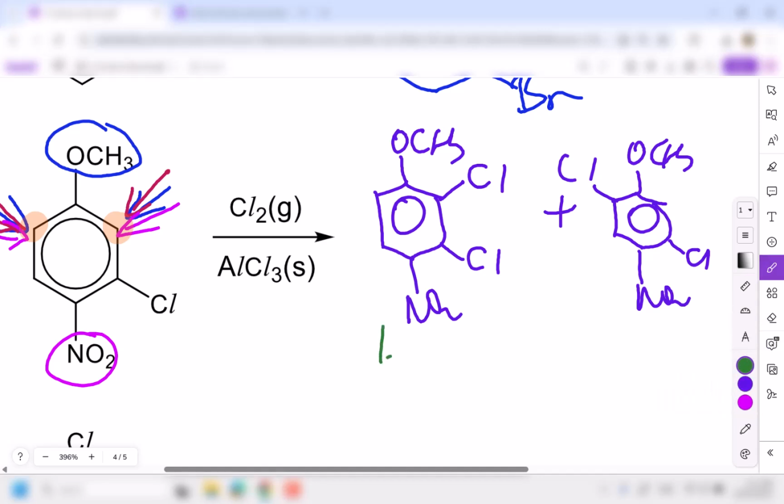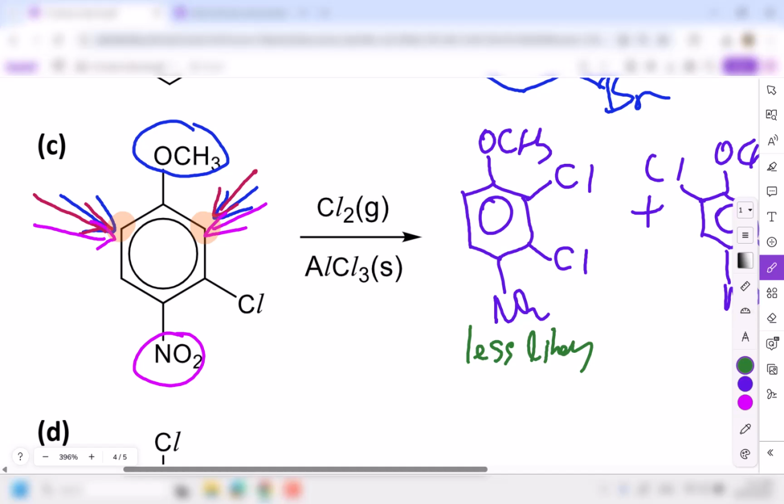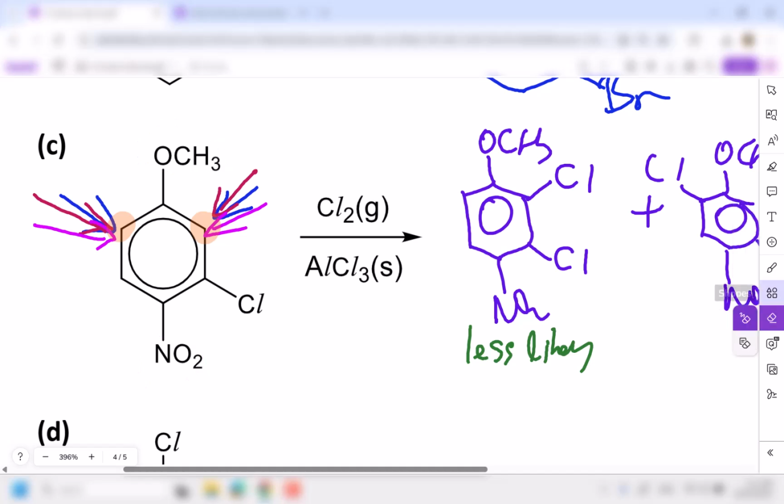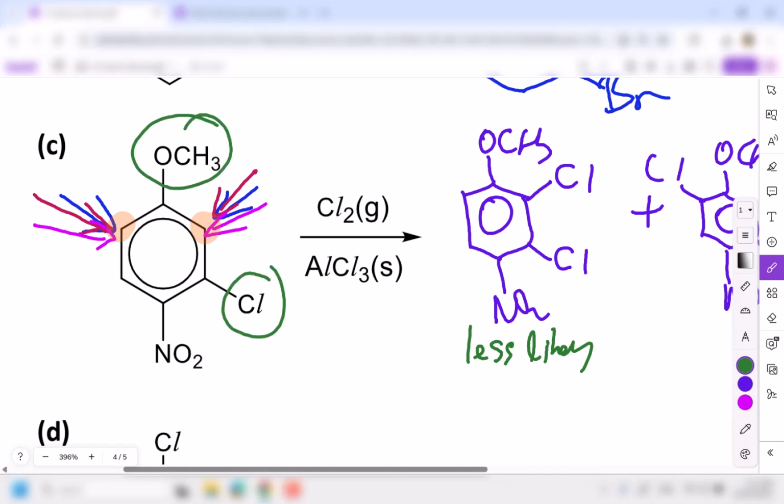This is less likely for a very simple reason, because I have 2 bulky groups here. I'm just going to erase it first. I'm just going to circle the bulky OCH3 and Cl here. It will make the incoming electrophile approaching the second position relatively difficult, because when the electrophile approaches that position, it will experience steric repulsion. So the activation barrier is likely to be higher as compared to when it approaches here.